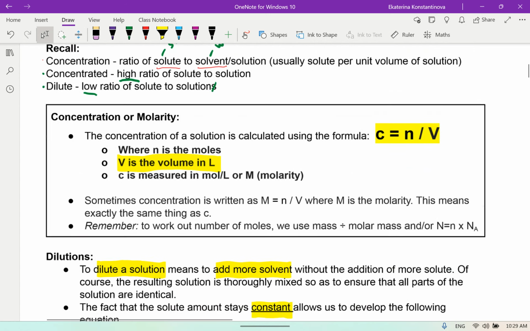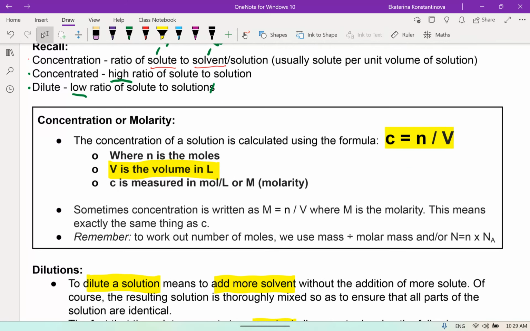So one way for us to be able to determine the concentration or molarity of a solution is to use the formula C equals n over V. So little c is concentration, and concentration is measured in moles per liter, or capital M, molarity, equals little n for moles over capital V for volume. And remember that volume has to be measured in liters, okay? So always convert to liters first, okay?